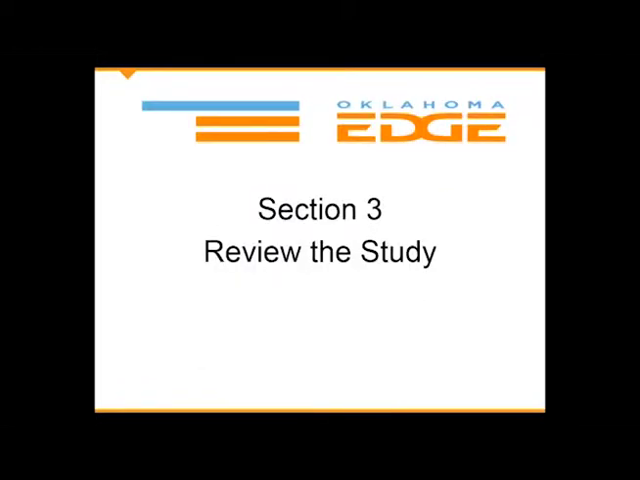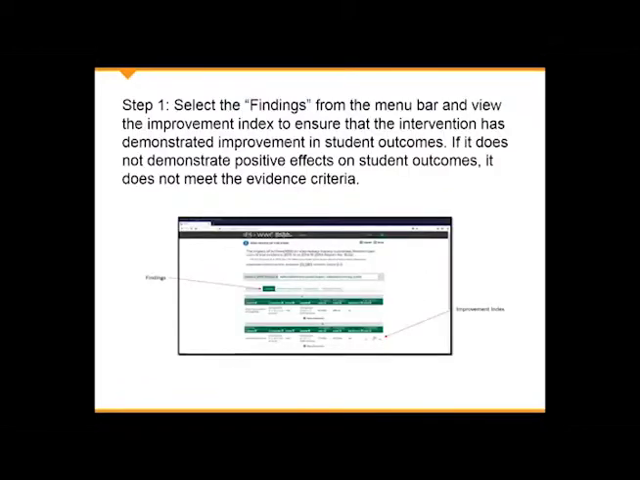Section 3 will review the study. So step 1 is to select the findings from the menu bar and view the improvement index to ensure that the intervention has demonstrated improvement in student outcomes. If it does not demonstrate positive effects on student outcomes, it does not meet the evidence criteria.